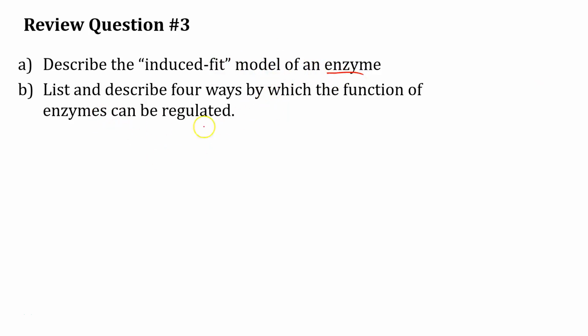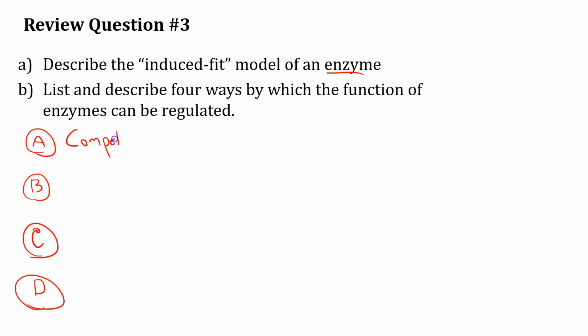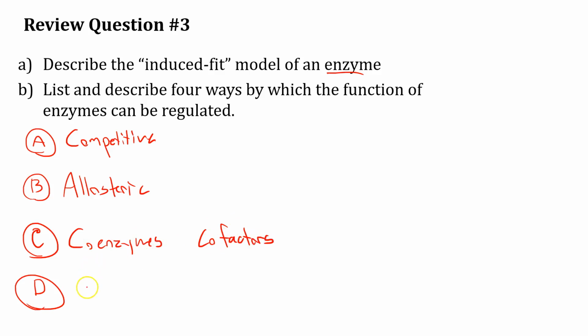Okay, now the 4 ways that the enzymes are regulated. Here we go. 1, 2, 3, and 4. The first way, oh gosh, let's see if I can even remember. What was it that we talked about? Oh yeah, competitive. The next one was allosteric. Then we had these things called coenzymes and cofactors. And then the last one was feedback.